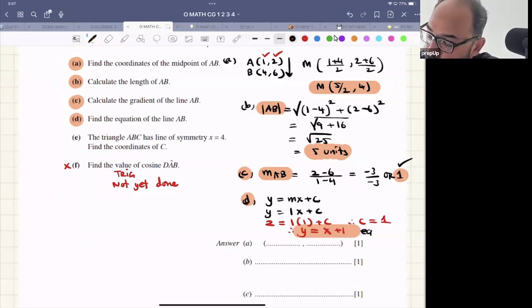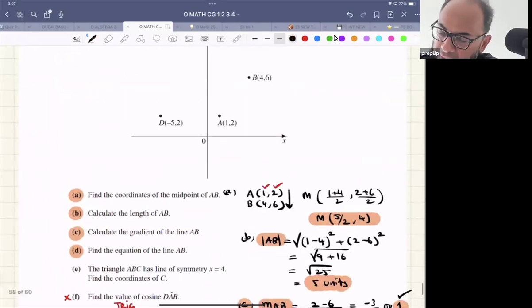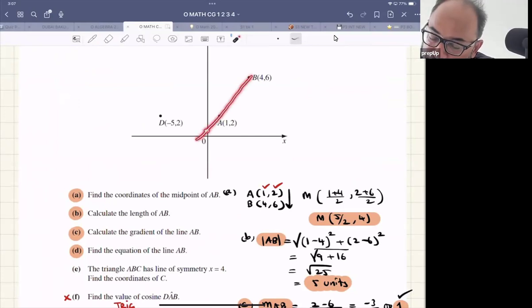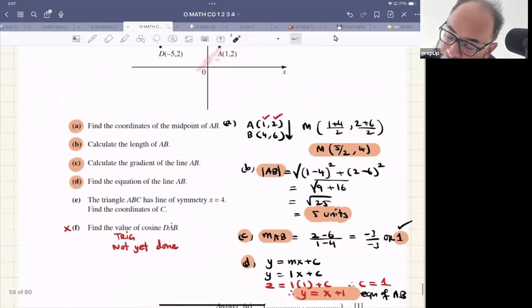So this is equation of AB. This thing is done. And also double check. If I draw a line like this, it would be cutting at this point. Yes, the y-intercept is 1.